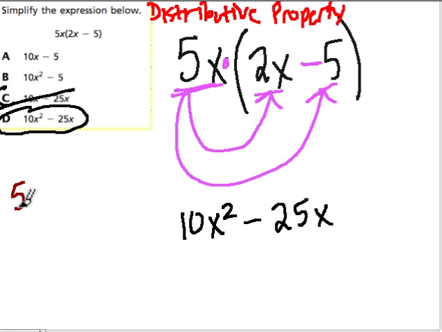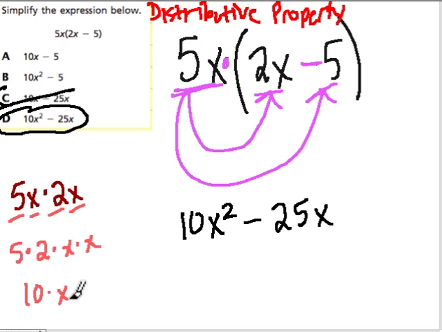Well, 5x times 2x. A procedure to solve this would be to multiply the coefficients. So it's 5 times 2, and then x times x. So it's 10 times x squared, or 10x squared. X times x is just x squared. Think of the definition of x to the second power. This means x times x. So x times x will always bring you back to x squared.